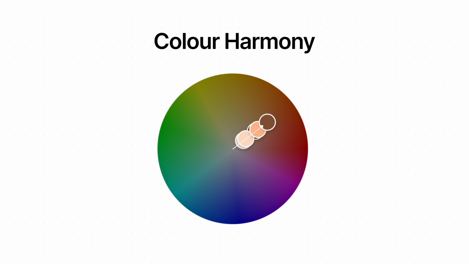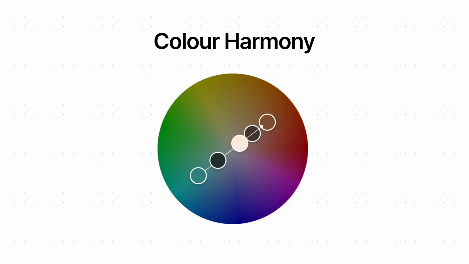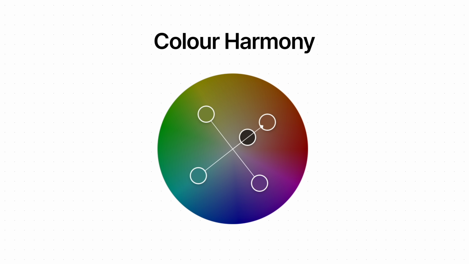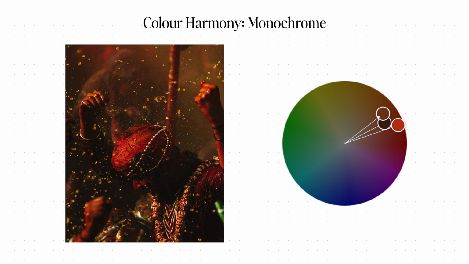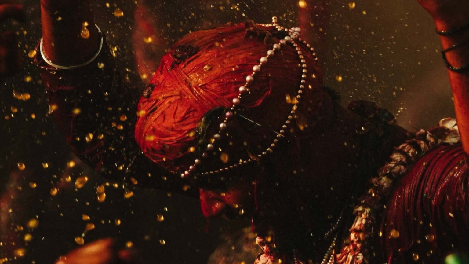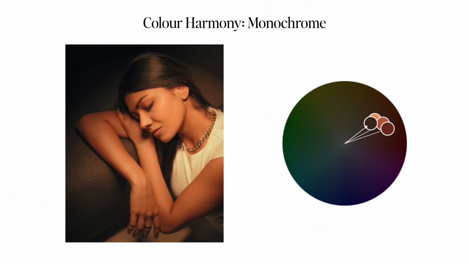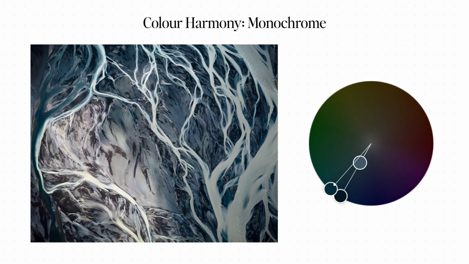Basically, it's a way of choosing colors from the color wheel that somehow relate to each other. You can think of this as a cheat sheet. The first one is monochrome. Very simple, just uses one color. And do not confuse monochrome with black and white. Monochrome can be any color and can be different shades of it. Very simple, minimal, but looks very powerful.